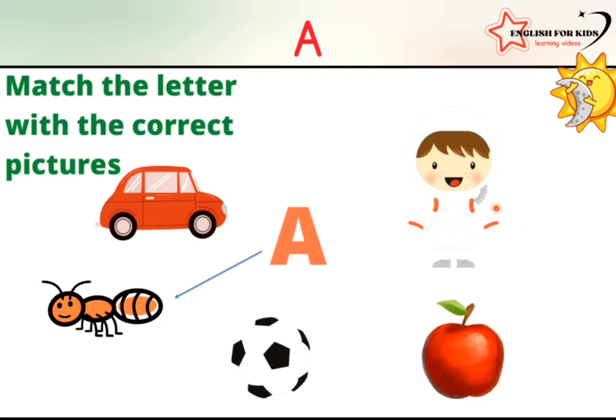Who is this? Yes, this is an astronaut. Astronaut. Let's repeat after me. Astronaut. One more time. Astronaut. Does astronaut start with letter A? Yes, correct. Astronauts start with letter A, so we are going to match letter A with astronaut. Great. Now let's look at this one.